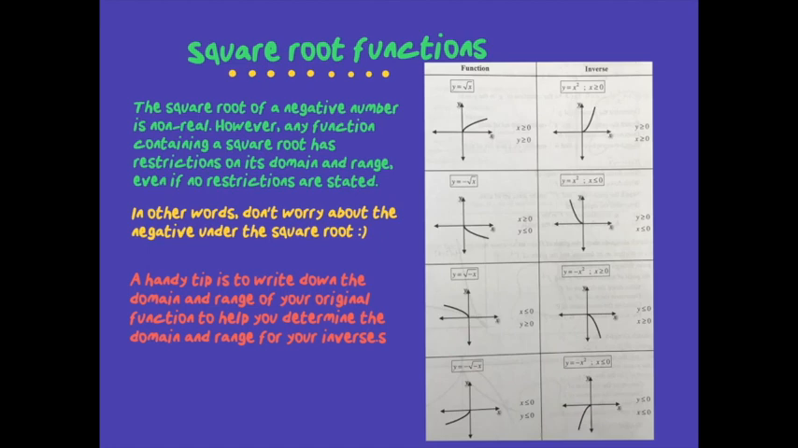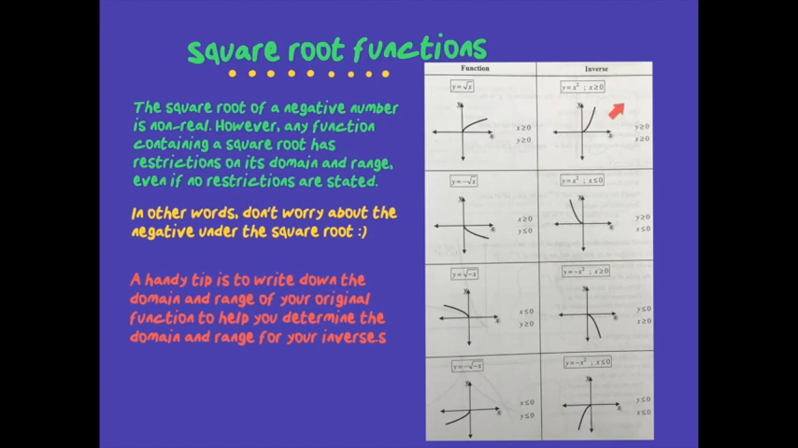I also just wanted to touch on square root functions, because I know that some of you might be looking at things like this, a negative under the square root sign, and questioning yourself, because what have we been taught throughout our school career? We don't want a negative under the square root sign, because we know that is then non-real. And now suddenly we're in a chapter where you are seeing negatives under the square root sign. So I just think it's important that we discuss it. We know that the square root of a negative number is non-real. However, any function containing a square root has restrictions on its domain and range, even if no restrictions are stated.